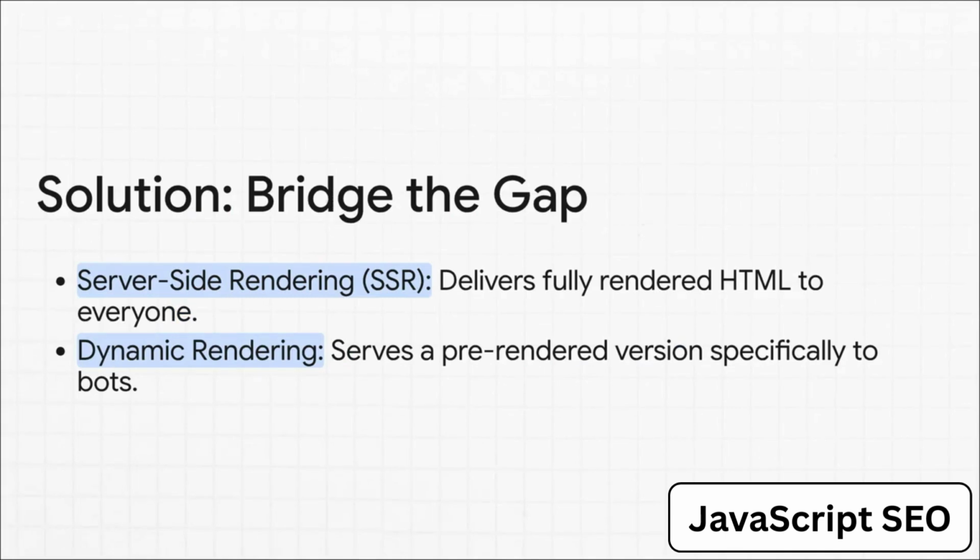So how do we bridge this gap? Well, there are two main strategies. The most robust solution is server-side rendering, or SSR. This means your server does the heavy lifting, delivering a fully built HTML page to everyone, bots and users. A really clever alternative is dynamic rendering. This is a hybrid approach where your server detects if the visitor is a bot and serves it a special pre-rendered version, while users get the normal client-side experience.